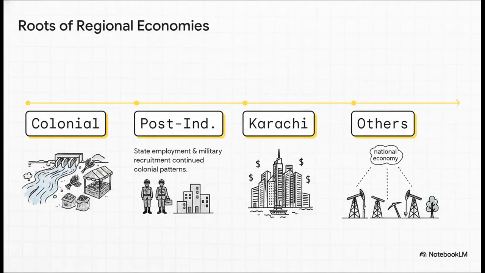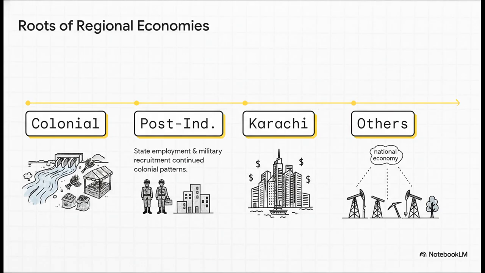So let's trace this back. During the colonial era, the British poured a ton of investment into irrigation and grain markets, mostly along the GT road. After independence, the new Pakistani state pretty much continued those same patterns. Government jobs and military recruitment stayed concentrated in those areas.